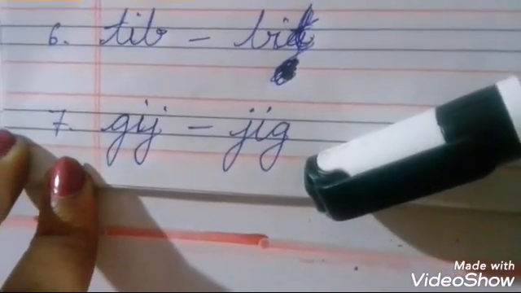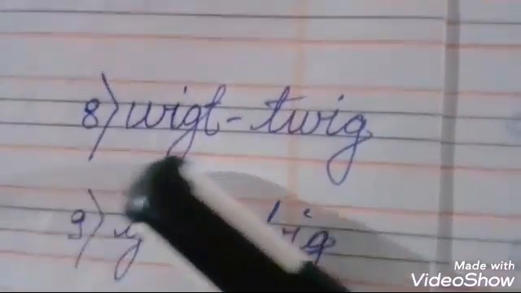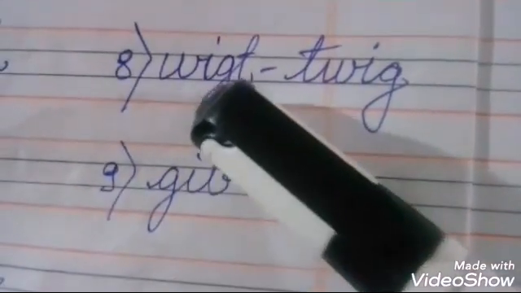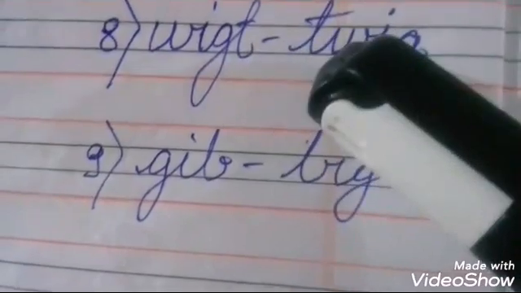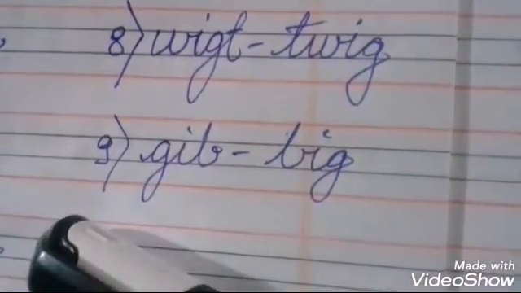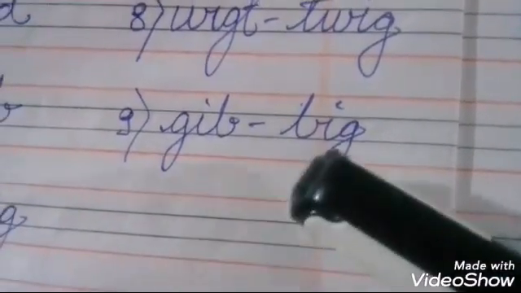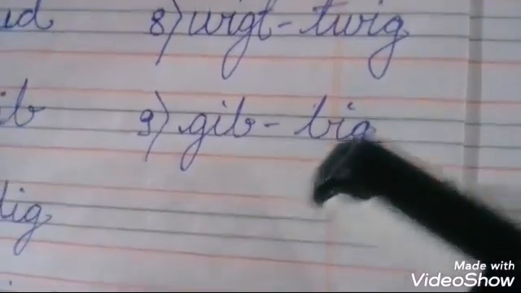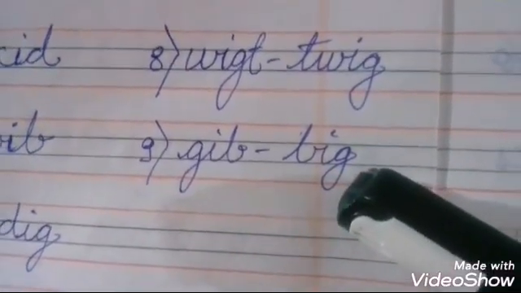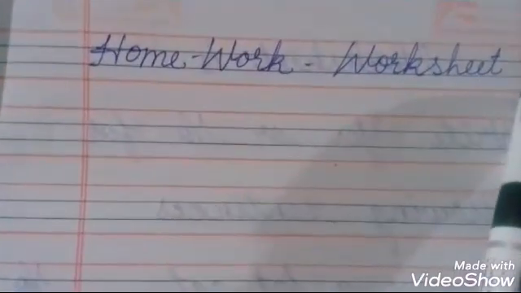So no space is left here. I came to this side of the page. 8th, WIGT. Correct word is TWIG, twig. 9th, GIB. Correct word will be BIG, big. And on the next page, you're going to do the homework of worksheet 3.